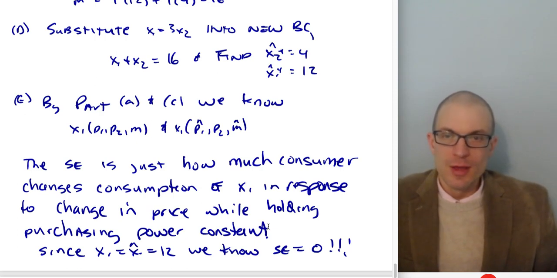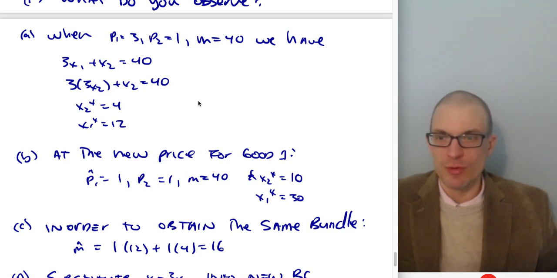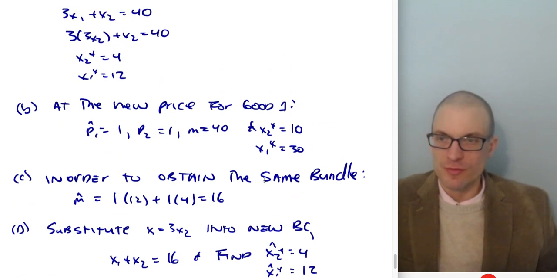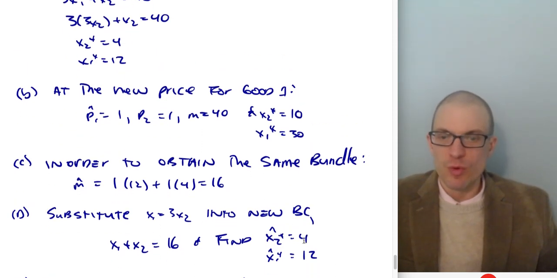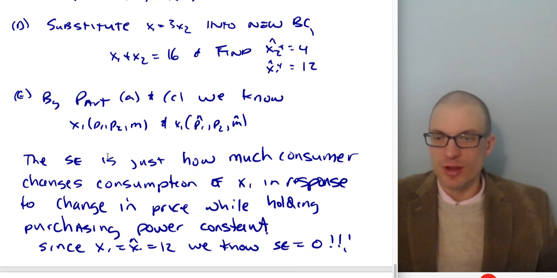I'm going to compare my bundle at the old prices, where the price of good 1 was 3, the price of good 2 was 1, and my income available was 40. I'm going to compare that to the analogous situation where I have the same purchasing power, where the price of good 1 is 1, the price of good 2 is 1, and I have 16 units available. So that's this right here. And if you look, I bought the same amount of good 1 in both cases, right? Even though the price of the good changed, the substitution effect was 0. And that's got to happen because we have perfect complements preferences.